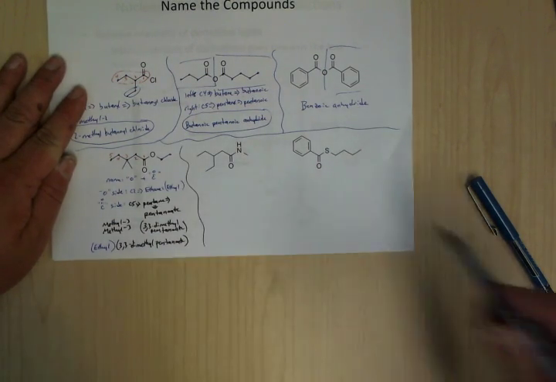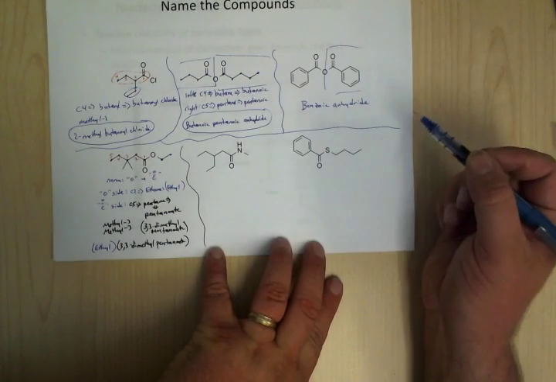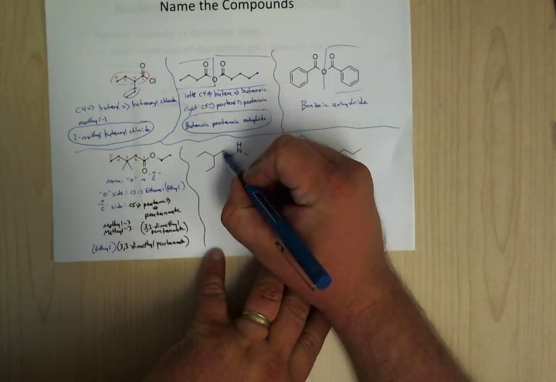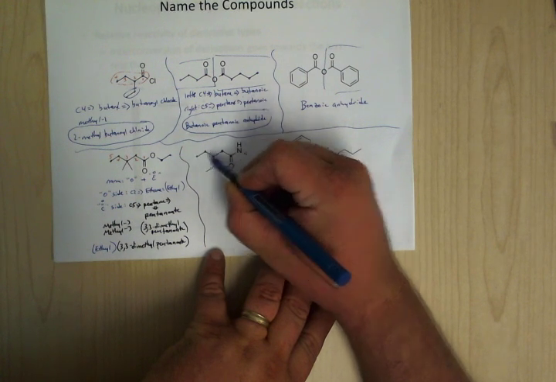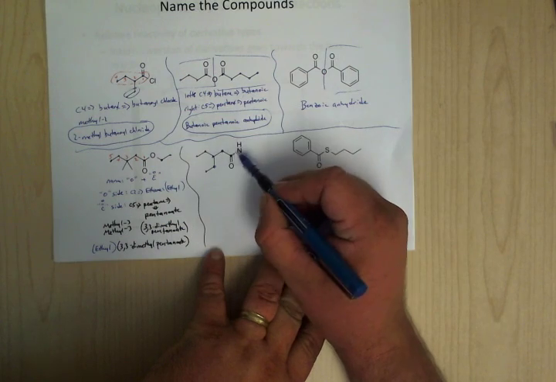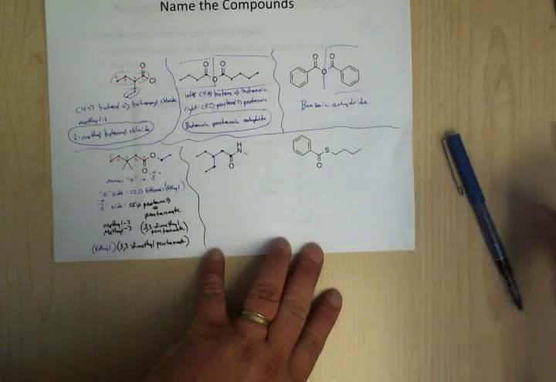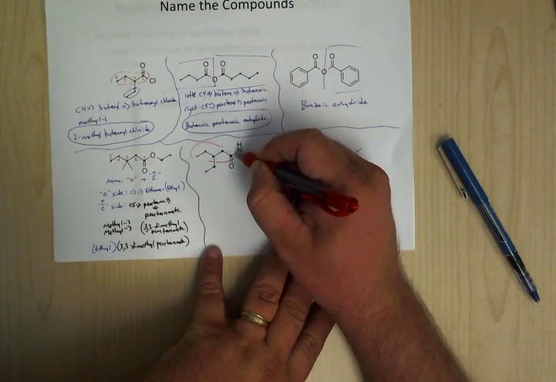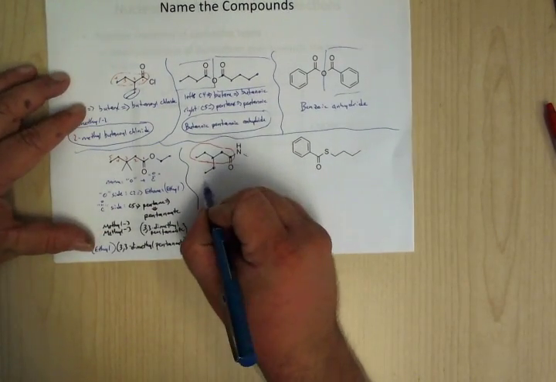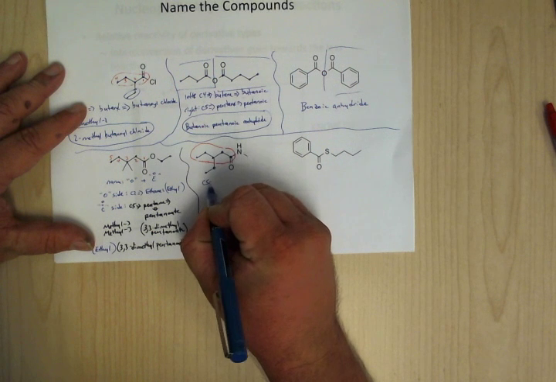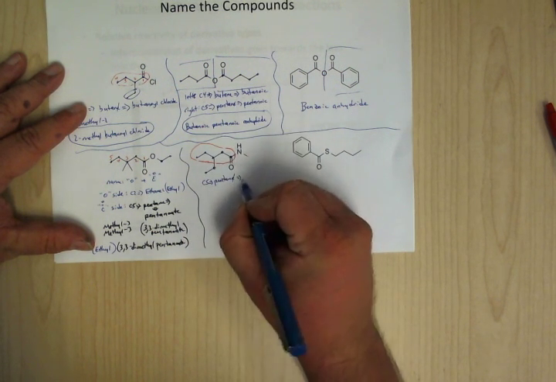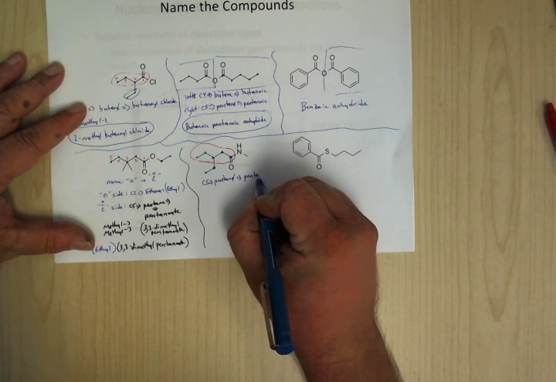Okay, so for the amides, you only really care about the main chain here, on the C double bond O side. So look for the longest chain: 1, 2, 3, 4, 5, 1, 2, 3, 4, 5. It's not going to matter. So this is going to be our main chain on the C double bond O side. It's going to be C5, which would be pentane. Take off the E, and the main chain is going to be pentanamide.